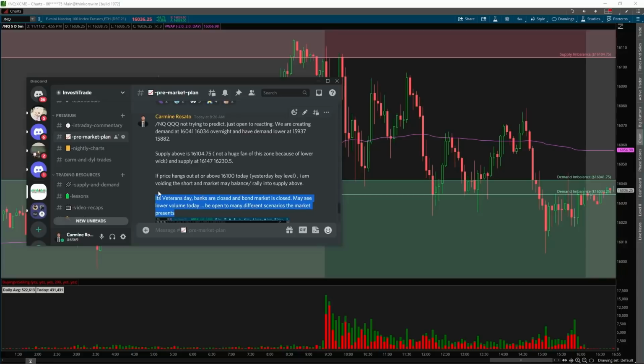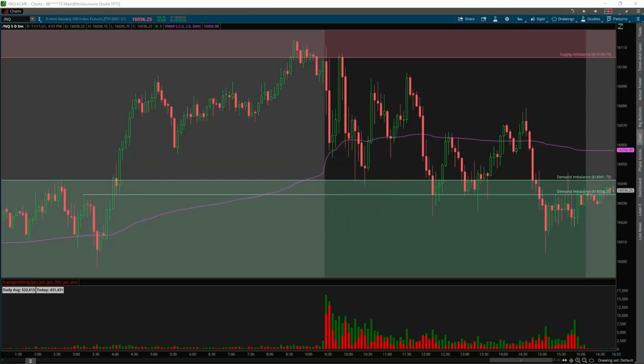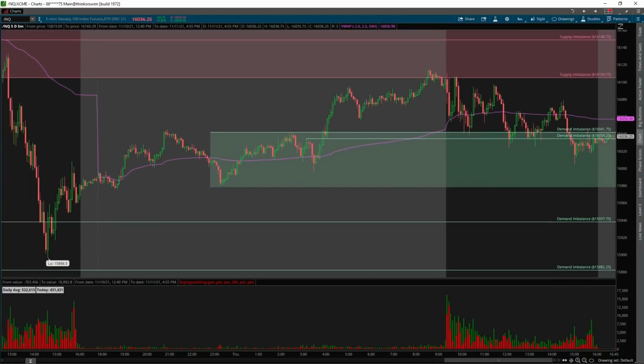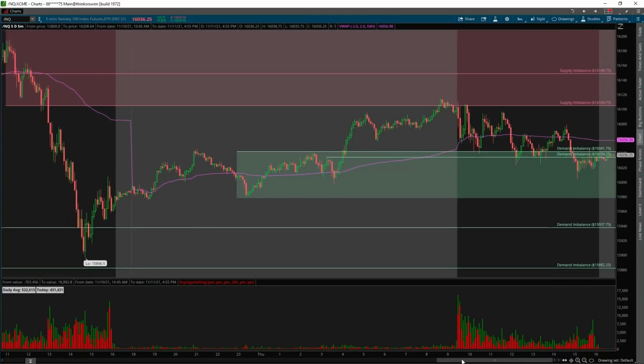This is where market conditions come into play. It's Veterans Day, banks are closed, and the bond market is closed. We may see lower volume today, but just be open to many different scenarios the market presents. We can never predict. In fact, if you try to predict, the market's just going to run you over. Instead, try to react and do what the market's telling you, like I said earlier. So going into the market, not only did we know we were observing Veterans Day, shout out to all the vets, so lower volume conditions are usually present in the market. So that's market context. The second thing is developing the levels.